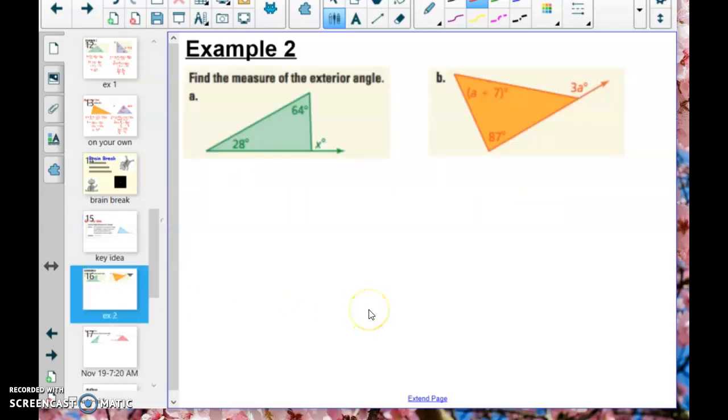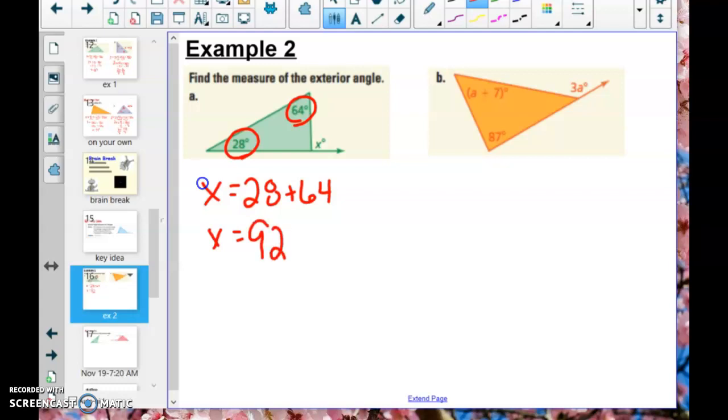So looking at example 2 here, it says find the measure of angle x. Well, the measure of angle x has to equal these two interior angles added together. So to find the value of x, I would add 28 plus 64, and the value of x there has to be 92 degrees. B is a little bit more complicated, but it's still the same concept. I know this angle plus this angle has to equal that exterior angle there.